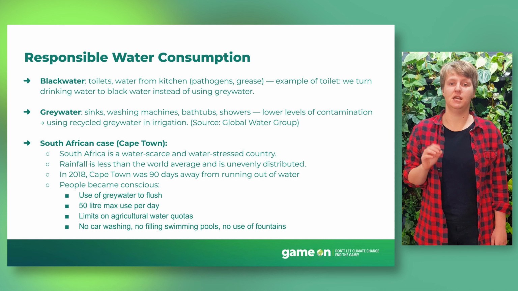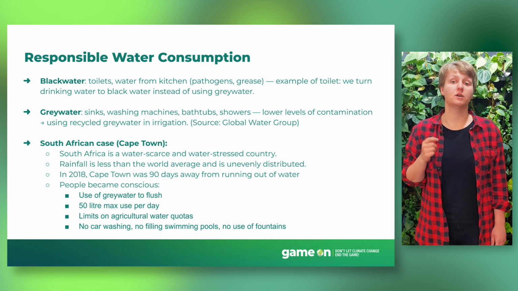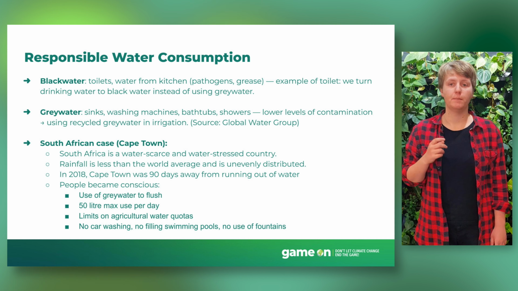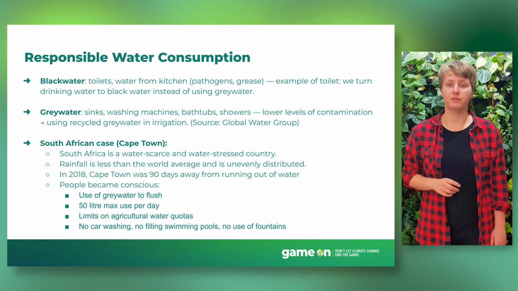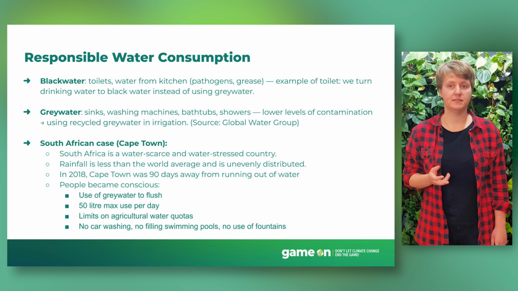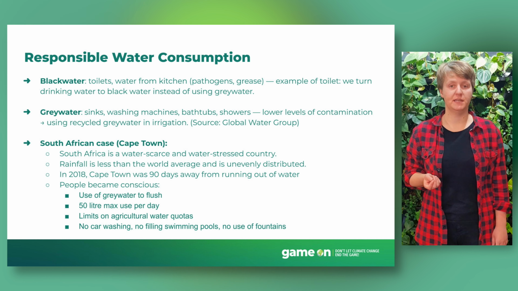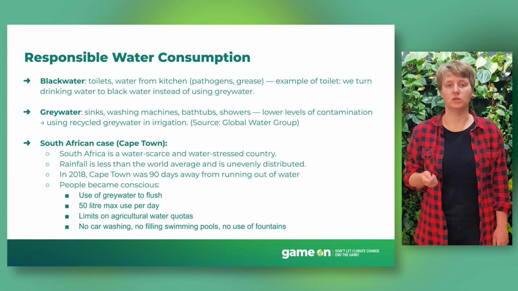So many things. For example, think of what is called black water. Sticking to the definition of the Global Water Group, black water is the wastewater from bathrooms and toilets that contains fecal matter and urine, as well as water from kitchens and dishwashers, because of its contamination by pathogens and grease. It is also referred to as sewage or brown water.